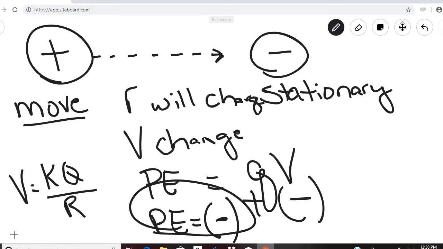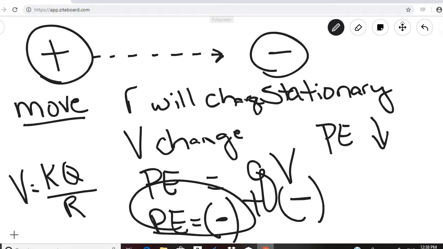So what does that mean? Well, a negative potential energy means that the potential energy will be decreasing. And that makes sense, because these particles started stationary, so the energy that they possessed was just potential energy.